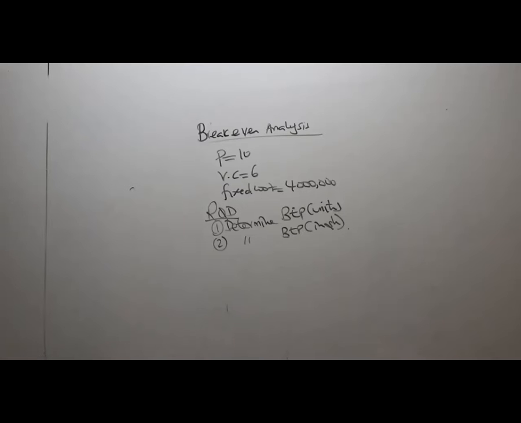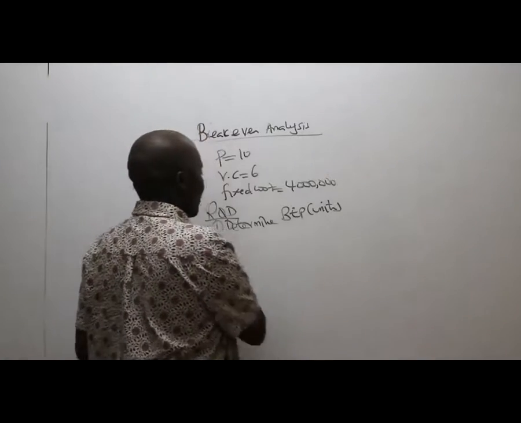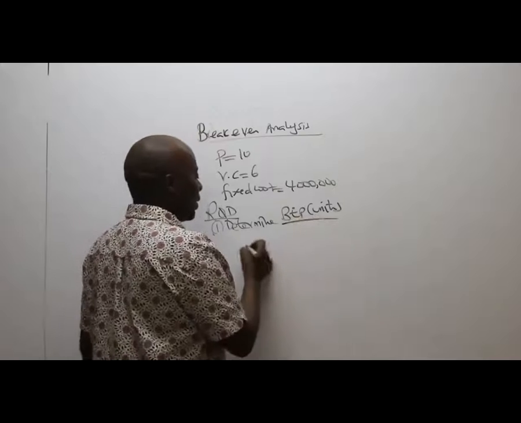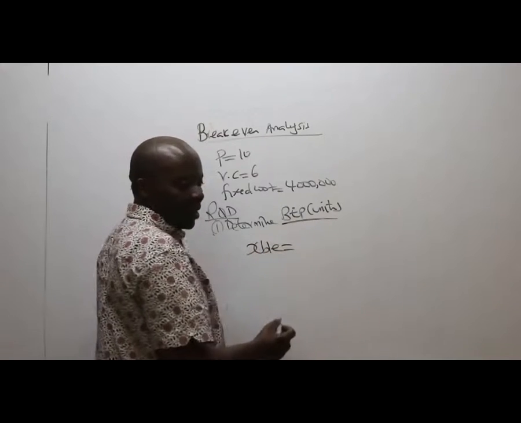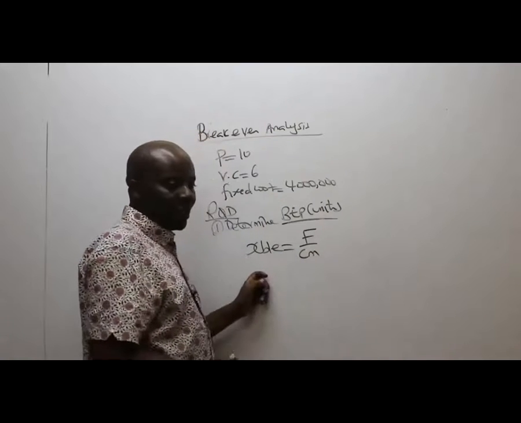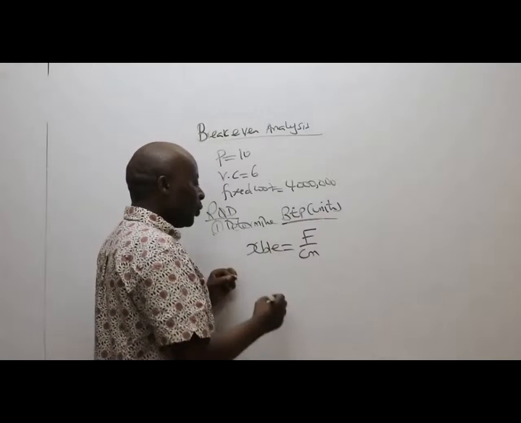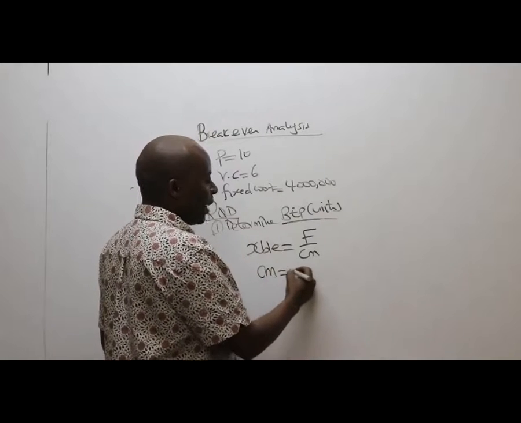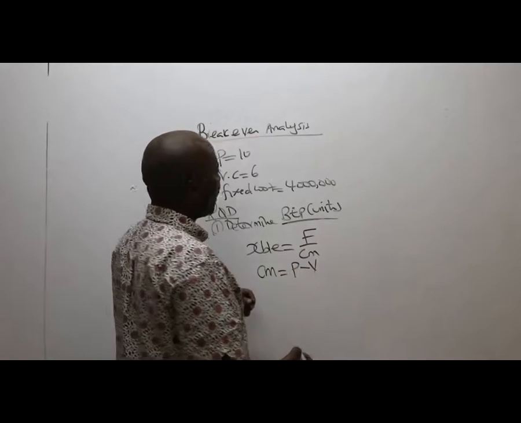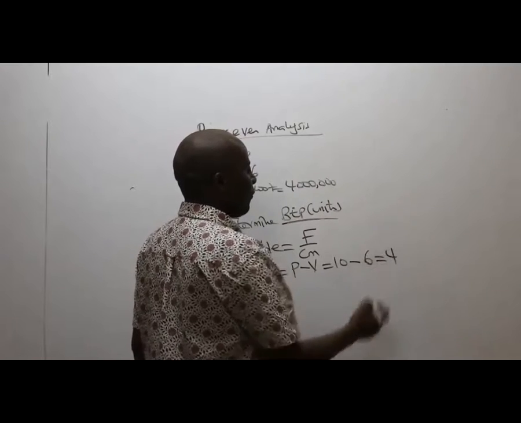What the students have been able to remember very fast is that the break-even point in units is what we call XBE. XBE will be fixed cost over the contribution margin. X is quantity. To get the contribution margin, we take price minus variable cost. The price here is 10, the variable cost is 6, so 10 minus 6 gives me 4.